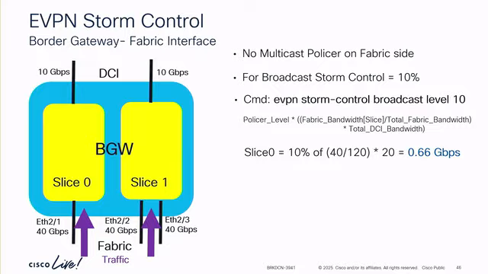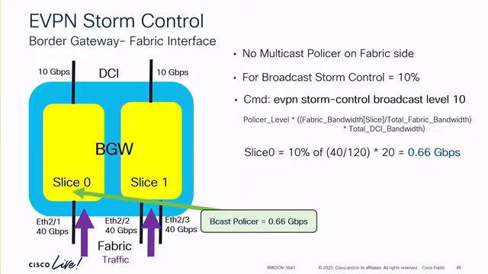But look at this. We have to consider also the DCI bandwidth. Why? Because a lot of times the DCI bandwidth is not as much as the bandwidth available within our site. So we can't overwhelm the DCI bandwidth, right? We don't want to oversubscribe the DCI. So that's why we have to take into consideration the DCI bandwidth in our calculation for the fabric interface policing rate. So the broadcast policer becomes 0.66 gigabits per second inbound for broadcast traffic.